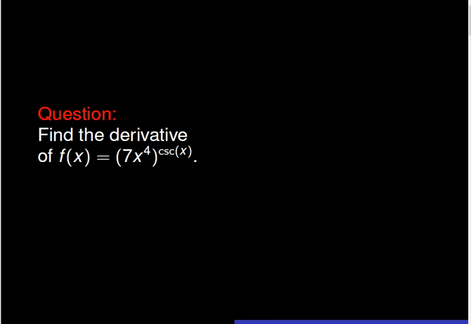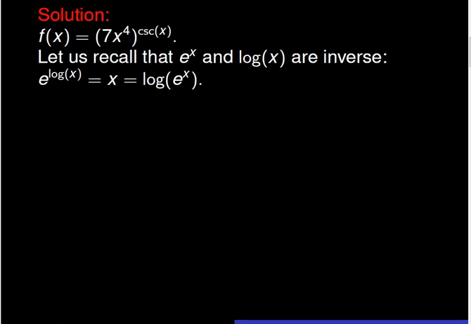We have to compute the derivative of 7x^4 to the power cosecant of x. As a matter of fact, this function can be seen as an exponential function because it is obtained by raising 7x^4 to the power cosecant of x. In this case 7x^4 is seen as the base and cosecant of x is the exponent.